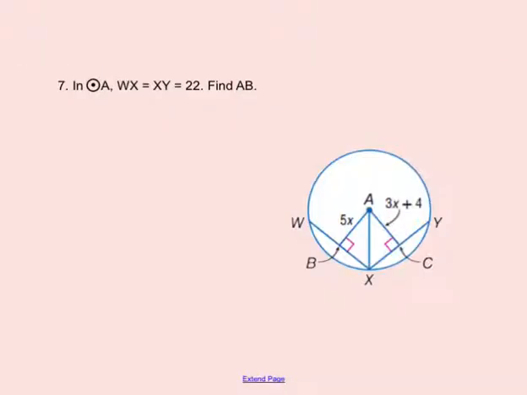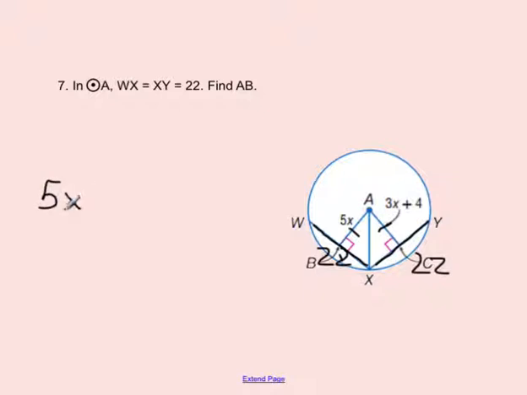In circle A, WX is equal to XY is equal to 22. So these two chords are congruent at 22. Well, since we know that both of these are 22 and they're congruent, then we know that this right here is congruent to this right here. Okay, so they're equidistant from the center. They're the same distance from the center because they're congruent.